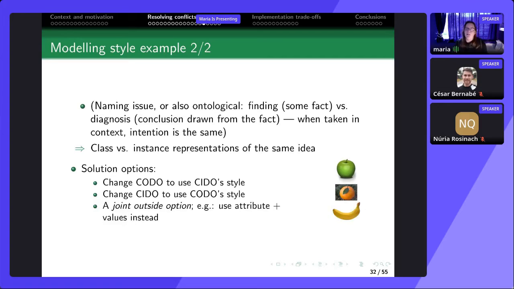You could take a different approach that is also a very applied approach from conceptual modeling style, using a data property or attribute, and using positive, pending, and negative as values rather than as instances or as classes. So that's basically a third outside option to be able to represent it. All the solution options, they all require re-engineering, and that's why this is not a case of meaning negotiation, but a case of conflict resolution for it.